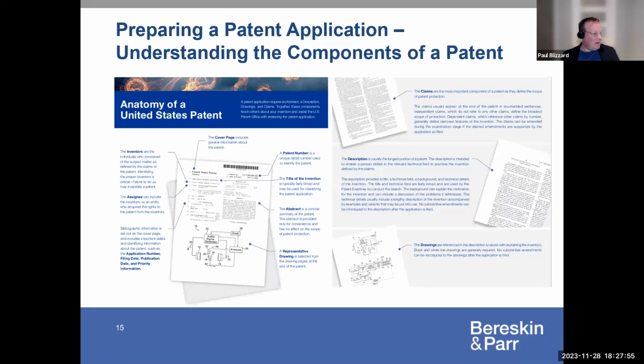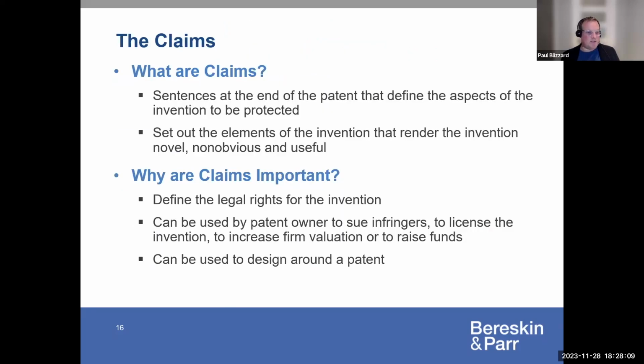So really quickly, I've included this for reference in the slides, but I talked about the different parts on the front page of the patent application, talked about the claims, talked about the description. I'll leave this in for your reference, but we've gone through a lot of this already. As I mentioned, the claims are the most important part of the patent application. There are a set of sentences that define the aspects that are protected, and they define the legal rights. So those are the reasons claims are very important.